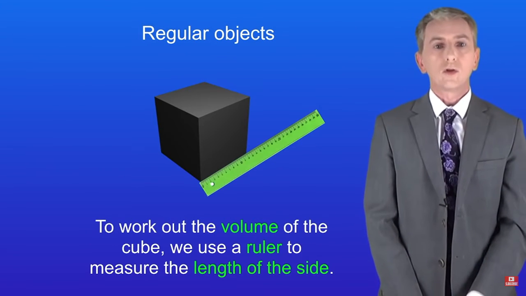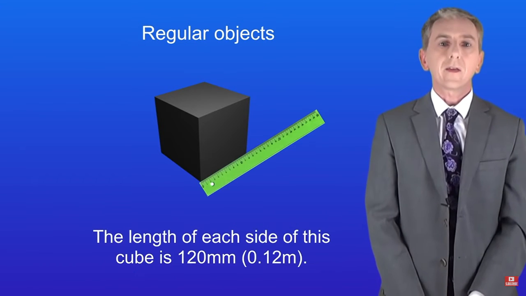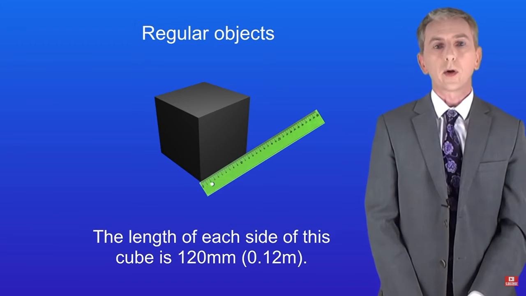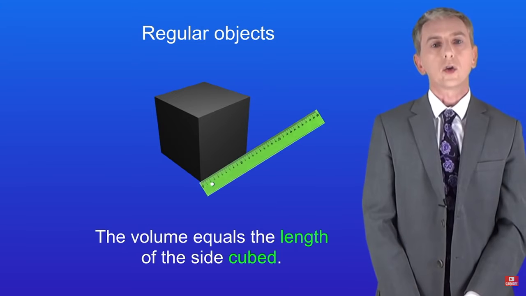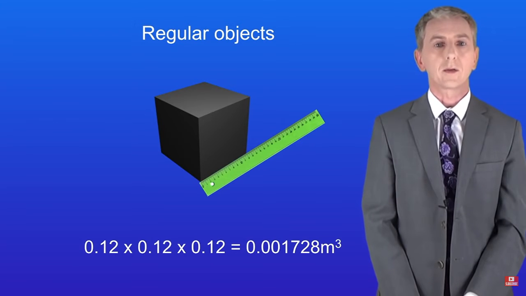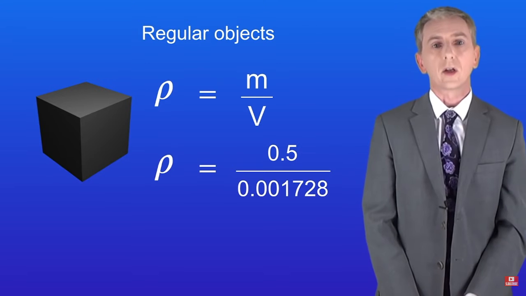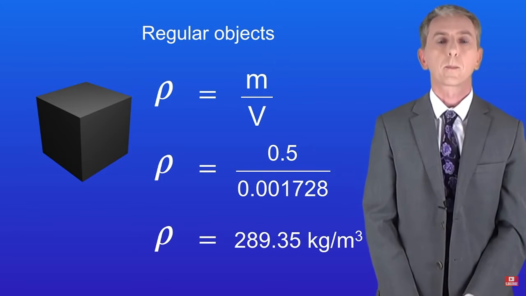To do that, we use a ruler to measure the length of the side like this. The length of each side of this cube is 120 millimeters, in other words, 0.12 meters. The volume equals the length of the side cubed. So 0.12 cubed gives us a volume of 0.001728 meters cubed. Putting the mass and the volume into the equation gives us a density of 289.35 kilograms per meter cubed to 2 decimal places.